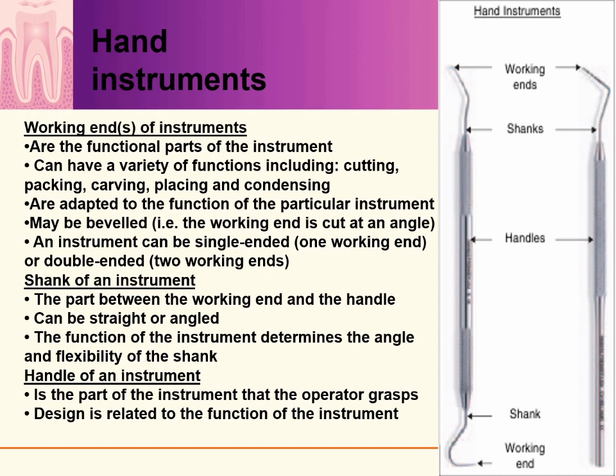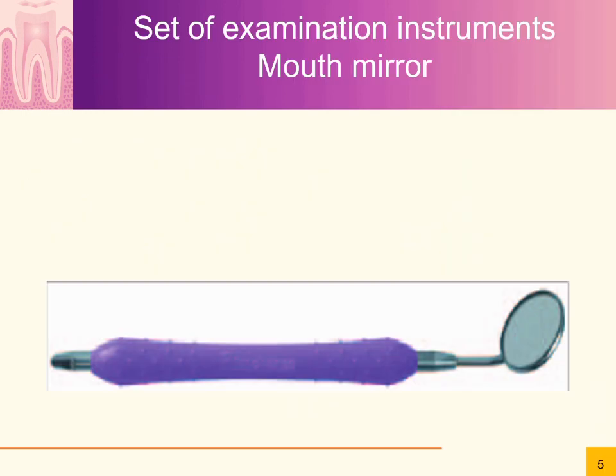The shank of an instrument, the part between the working end and the handle, can be straight or angled. The function of the instrument determines the angle and flexibility of the shank. The handle of an instrument is the part of the instrument that the operator grasps. Design is related to the function of the instrument. Set of examination instruments. Mouth mirror.